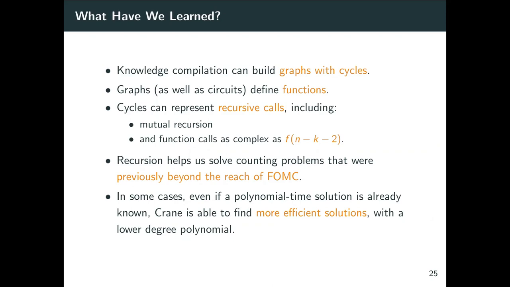And these graphs, as well as circuits as they were defined previously, can define functions. And cycles in these graphs represent recursive calls. And this can include more complicated things like mutual recursion. So function f calling function g and function g calling function f, and also function calls that have more complexity in the arguments. So we can have some variable minus a sum of some other variables minus an arbitrary constant. Although coming up with specific instances in first order logic where that is the solution can be quite tricky, at least these things are possible in principle.